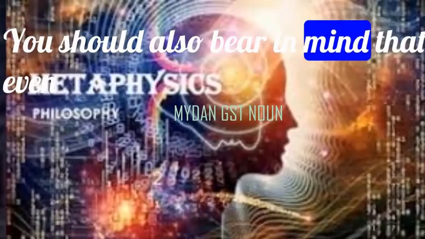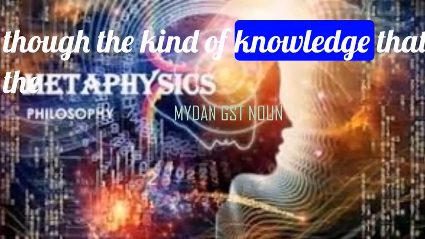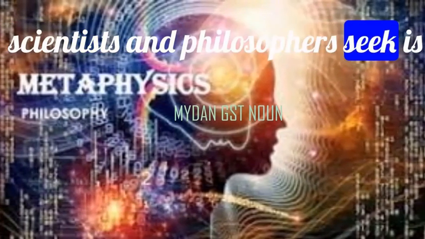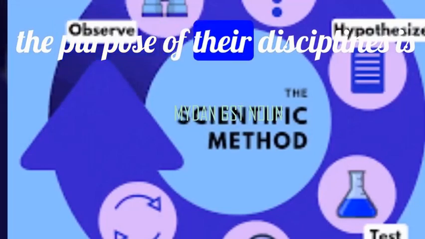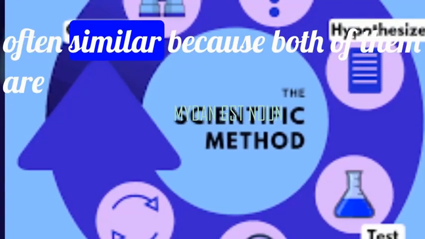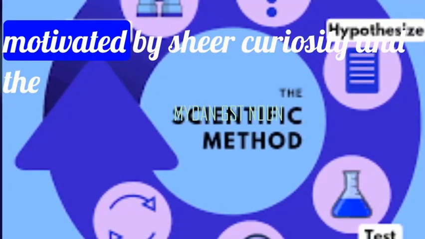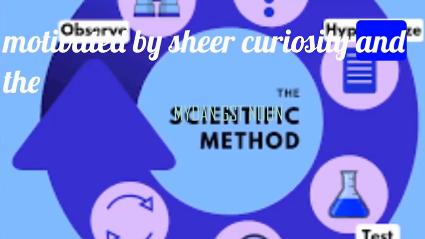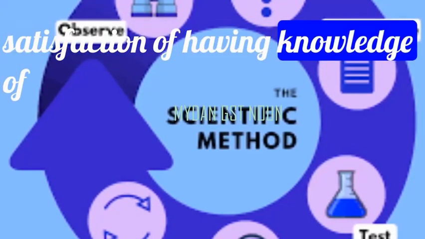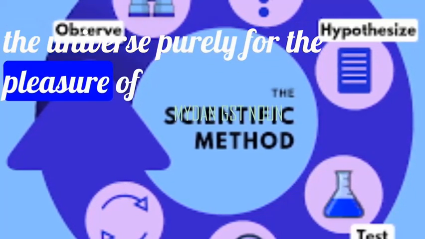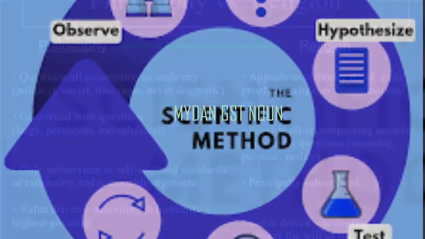You should also bear in mind that even though the kind of knowledge that the scientist and philosopher seek is different, the purpose of their disciplines is often similar. Because both of them are motivated by sheer curiosity and the satisfaction of having knowledge of the universe purely for the pleasure of the understanding.